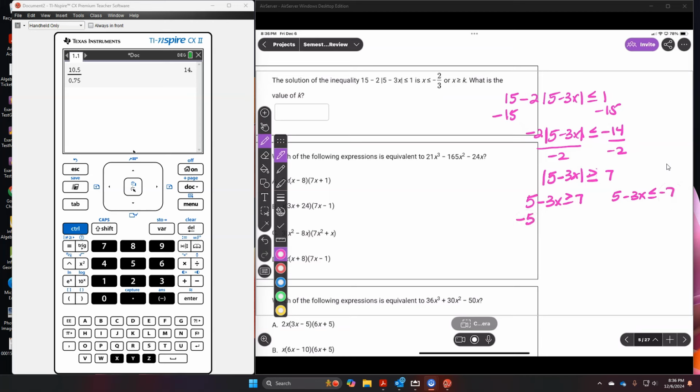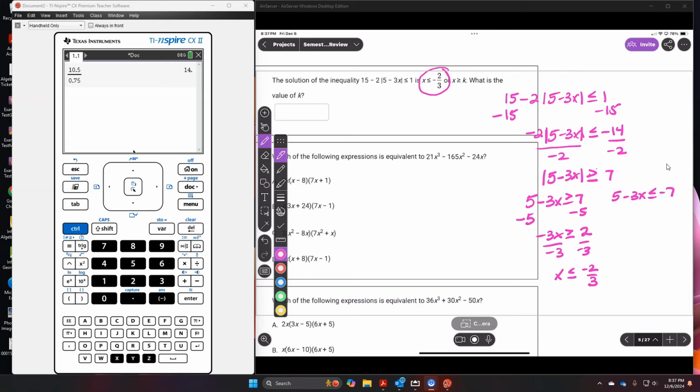We subtract 5 from both sides. So we have negative 3x is greater than or equal to 7 minus 5, which is 2. Divide by negative 3. So x is less than or equal to negative 2 over 3, which is right here. X is less than or equal to negative 2 over 3.